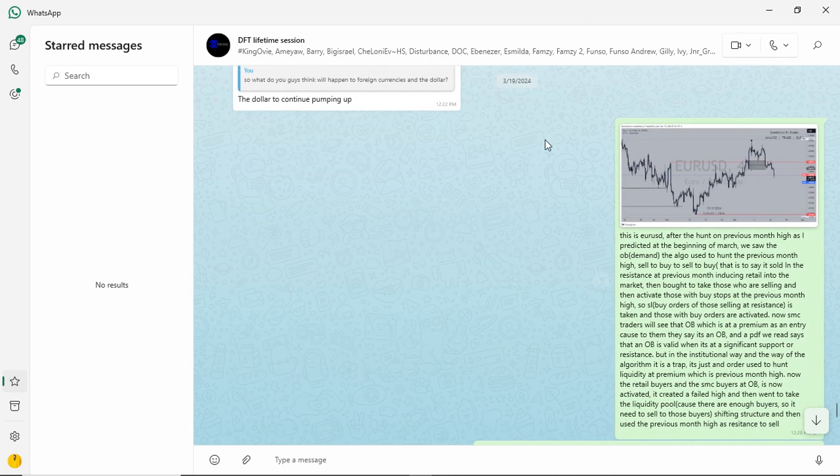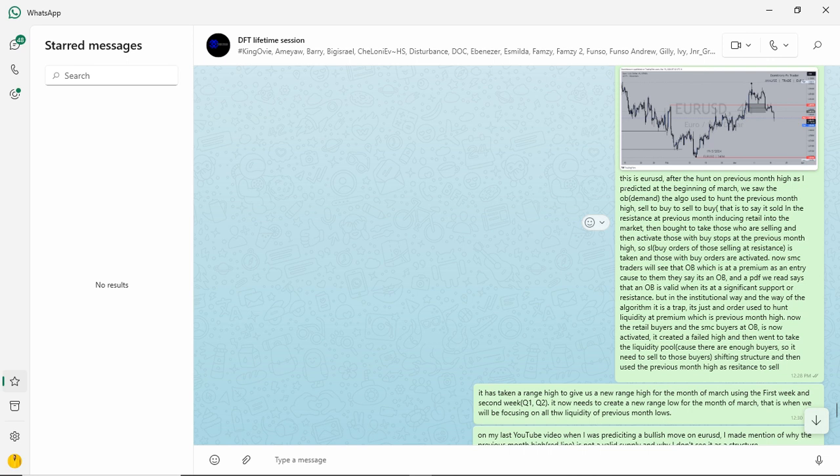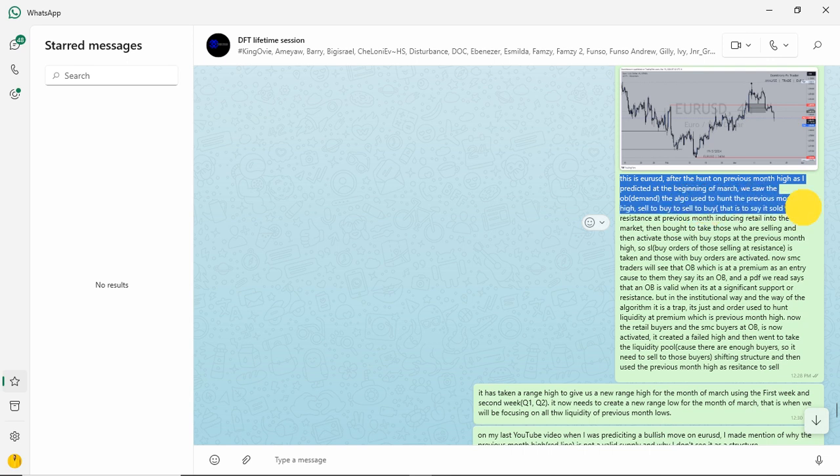And then on the 19th again, I said this is EURUSD after the hunt on previous month high. As I predicted at the beginning of March, we saw the old demand, the old block, referred to as demand also. So the algorithm used the old block to hunt the previous month high: sell to buy, to sell, to buy. Now, what I mean was that it sold to buy, and then sold to buy again.